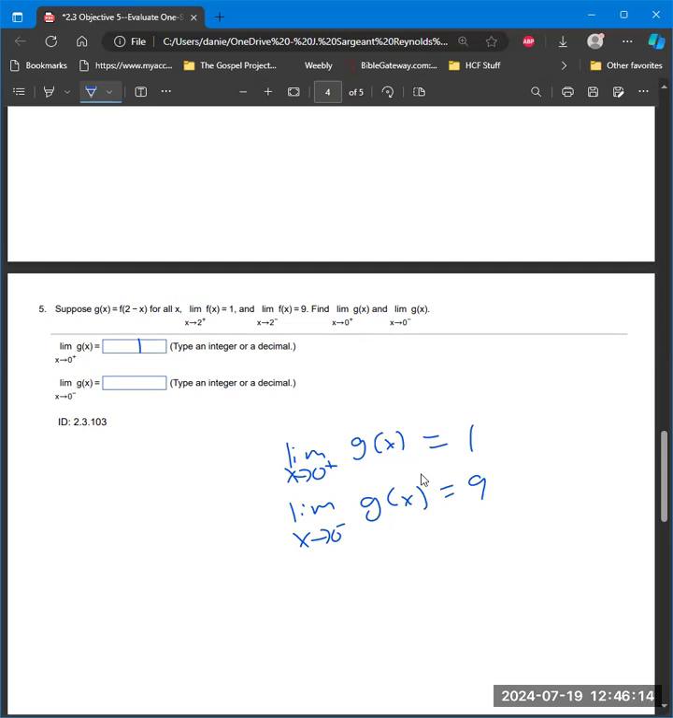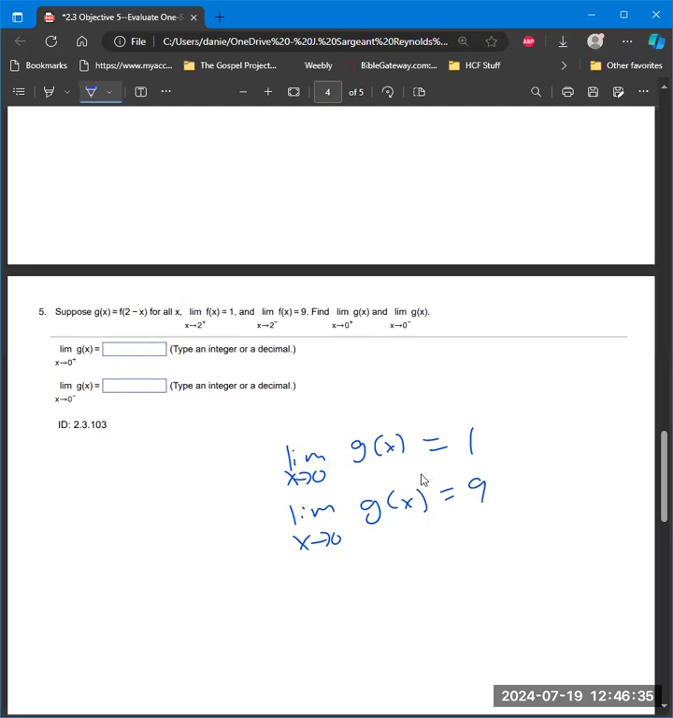Oh, because it has this transformation here, the negative x's, these switch places. So this one is left and this one is right. There we go. So from the right is 9 and from the left is 1. That's a tricky problem.